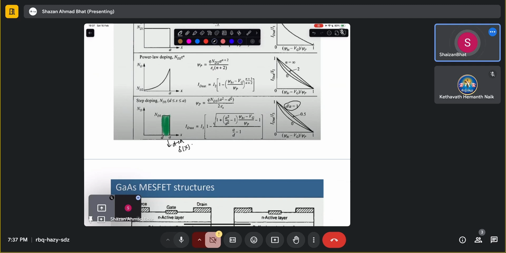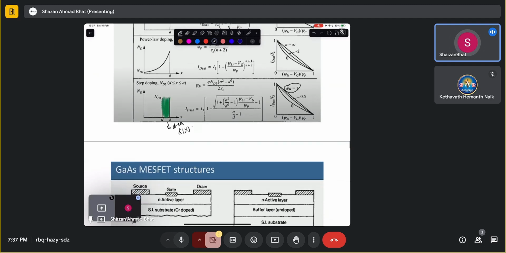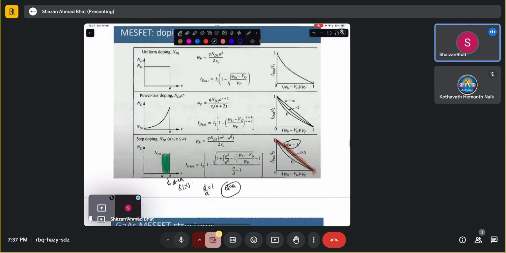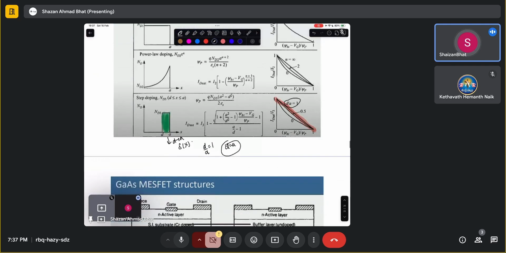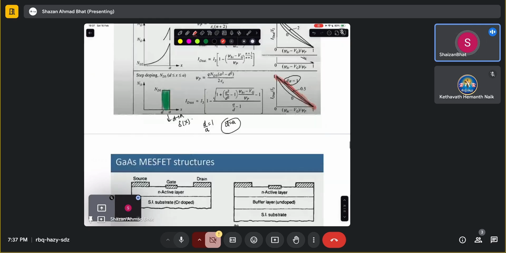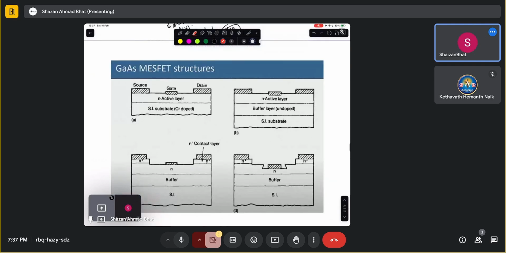And this you see, if D by A is 1, that means D equals A, you have this particular flat line. That's what you want basically. You have this flat line, this red one here. Okay, that's the ideal scenario you want. That's why most of the time these exponential and delta dopings are used in order to improve the transconductance profile of these.